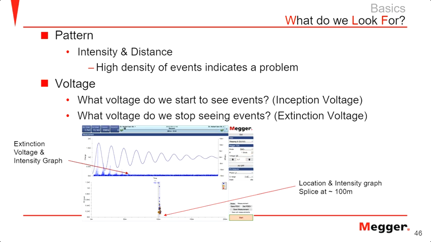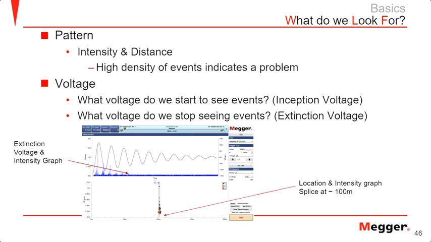What do we look for? We are looking for a pattern, that is intensity and distance to the partial discharge. Higher intensity of events obviously indicates you have a gross problem. And you're looking for your inception and extinction voltage, PDIV or PDEV. If you're familiar with PD, then you might have heard these terms, PDIV and PDEV. So PDIV is your inception voltage. That is, when do partial discharge start to happen?